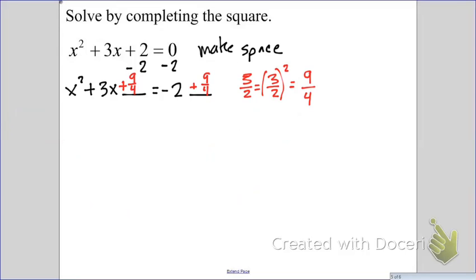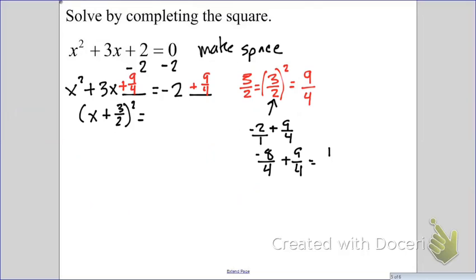Now it's time to rewrite. X plus what? Remember, you can look right over here at the thing that you squared. 3/2 squared equals, and now I have a little bit of side work to do in case you forgot. -2 plus 9/4, put it over 1, multiply the top and the bottom by 4, get -8/4 plus 9/4 equals 1/4.